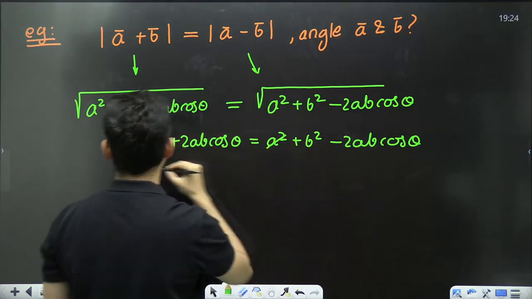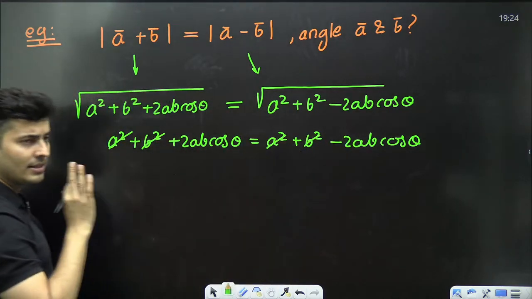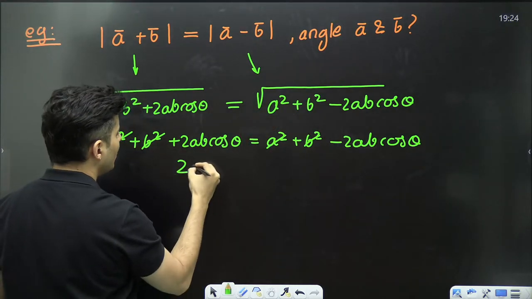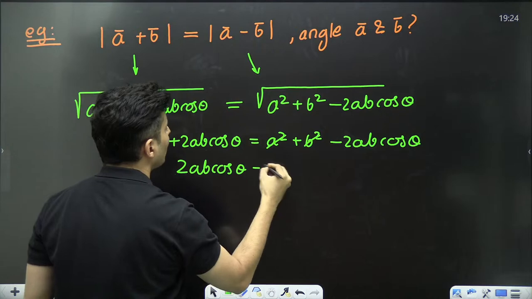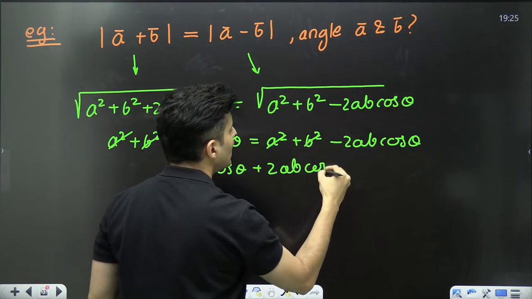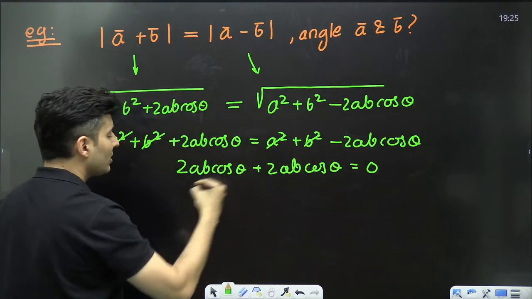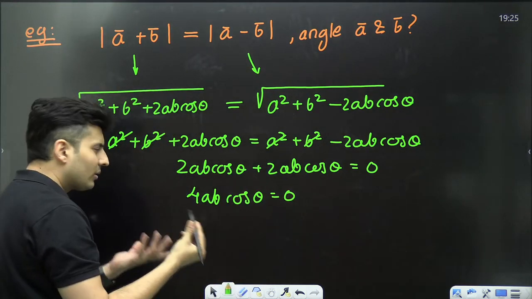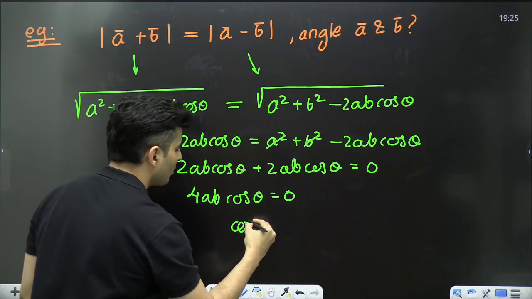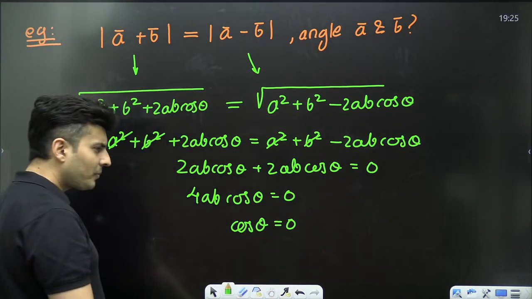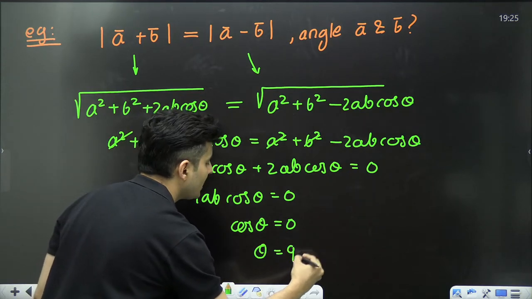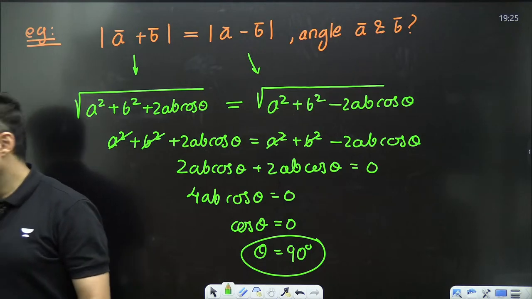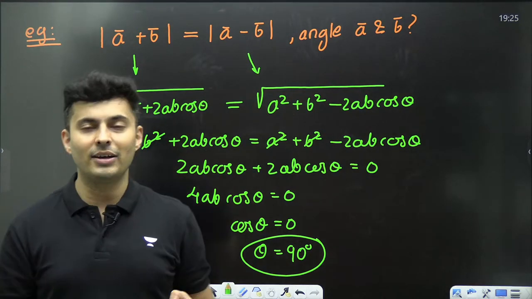Now, do you see A square, B square cancels. So 2AB cos theta is minus 2AB cos theta. Bring it over here. So 2AB cos theta plus 2AB cos theta is equal to 0. So this will become 4AB cos theta is equal to 0. But A and B are not 0. 4 is also not 0. So definitely cos theta is 0. Whose cos is 0? Obviously 90 degrees. So hence, guys, 90 degrees is the answer. Many of you said 180 degrees. That is definitely the wrong answer.